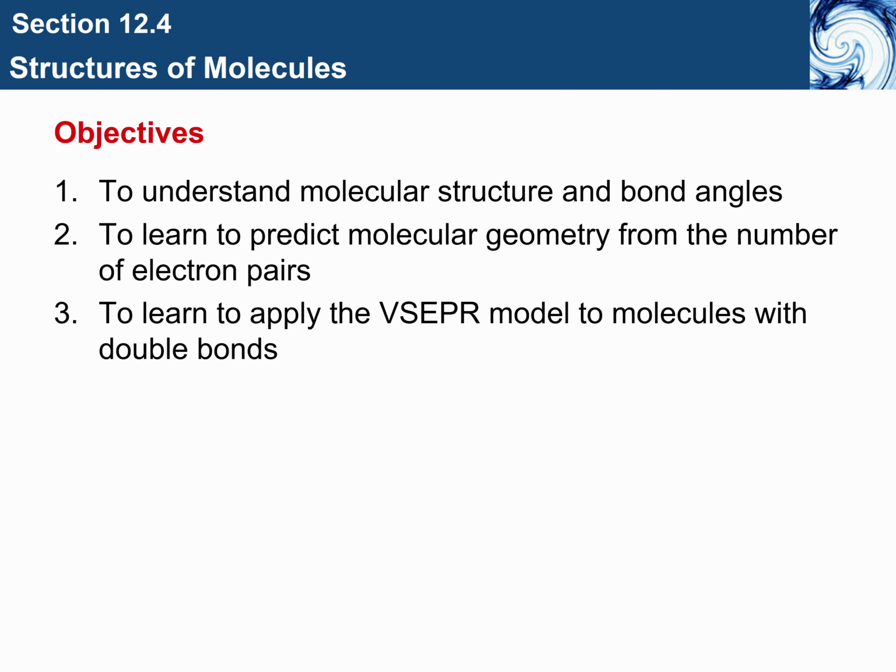All right, 12.4, also known as the hard part. We will be shifting from the structure to the shape. In this section, we want to understand the molecular structure and bond angles. We want to predict molecular geometry from the number of electron pairs and apply the VSEPR model, including to molecules with double bonds. This is probably the hardest and most tested area of the entire chapter.